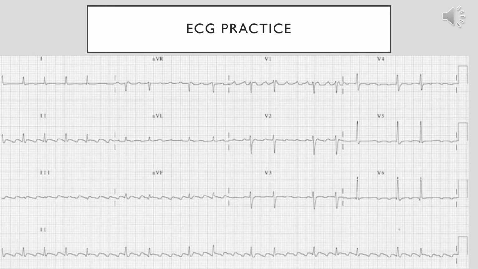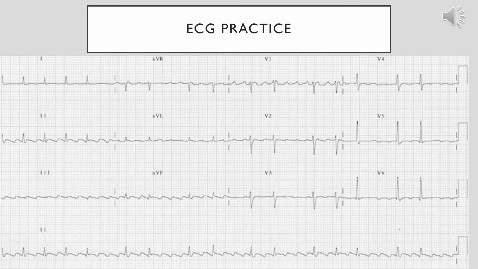Looking at the rate, it's a very fast rhythm. On the 2 to 1s, you have about 3 big squares between them. So that's 300 divided by 3, which is at least 100 beats per minute. So we have an elevated rate, and we know our rhythm is going to be A flutter. Looking at the other aspects of the leads, lead 1 and 2 are mainly positive, so we don't have an axis deviation.